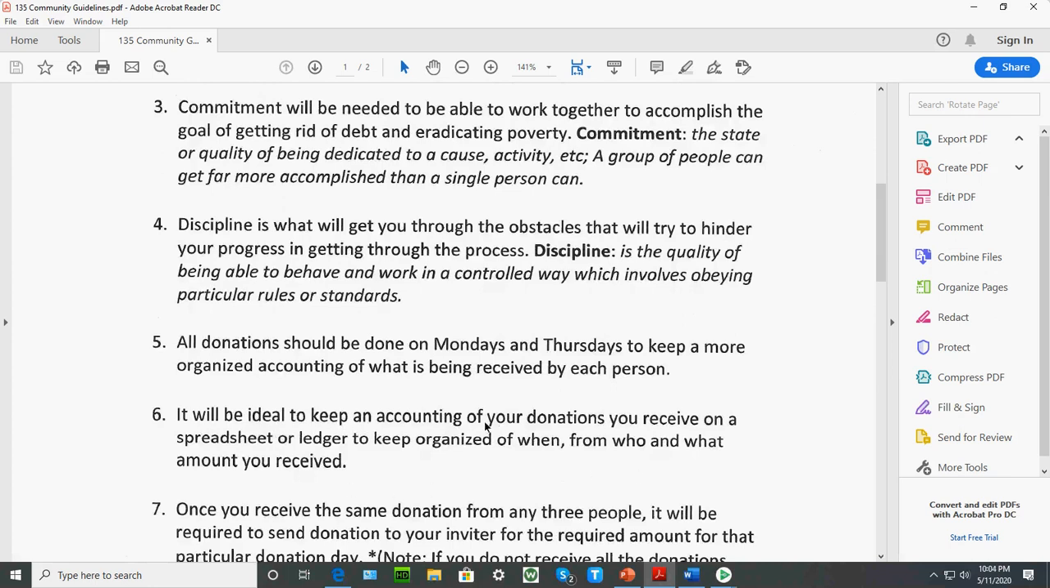It will be ideal to keep an accounting of the donations you receive on a spreadsheet or ledger to keep organized of when, from who, and what amount you received. Okay. Keep yourself organized. That's going to be very important. It's all on us. It's all on you.